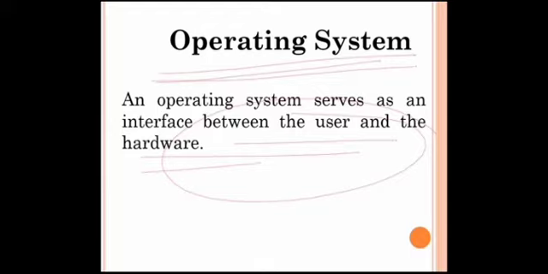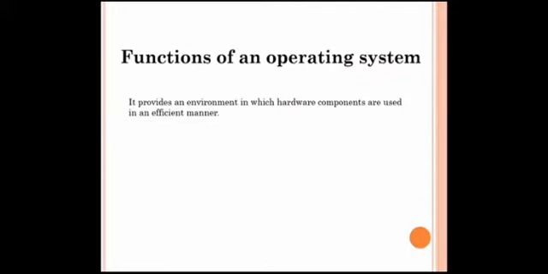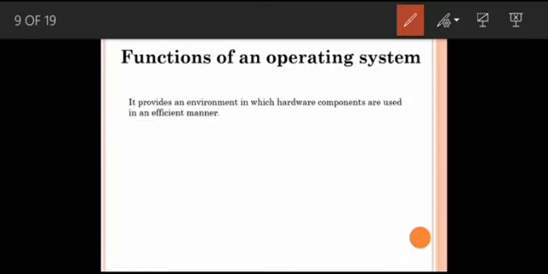First, we will discuss functions of an operating system. The very first function of an operating system is it provides an environment in which hardware components are used in an efficient manner. It coordinates the working of various hardware attached to the computer system.